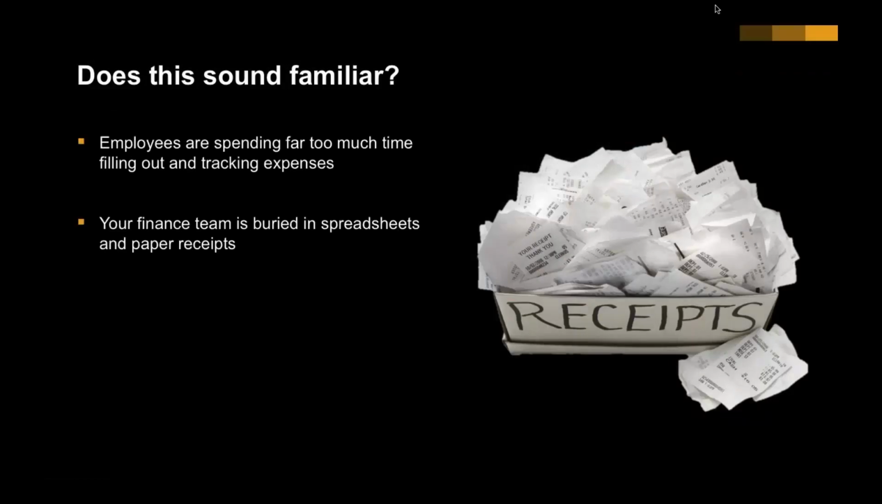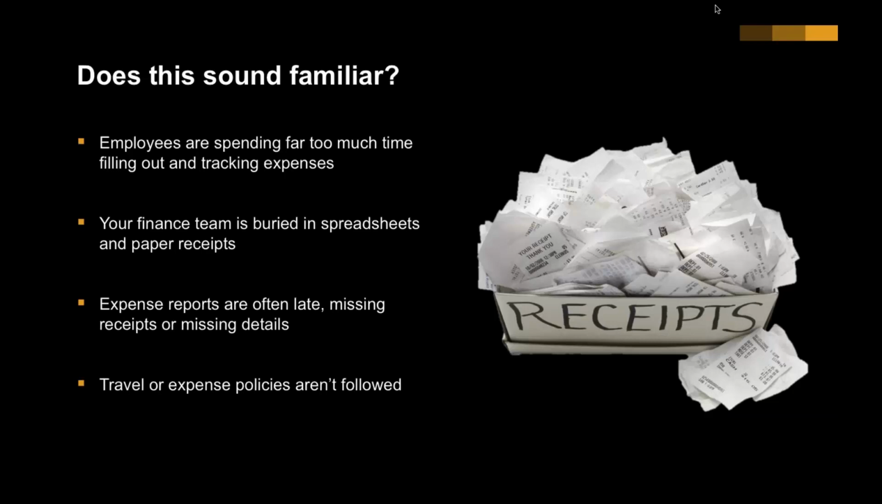So does any of this sound familiar? Things like employees are spending far too much time filling out and tracking expenses. Your finance team is buried in spreadsheets and paper receipts. Expense reports are often late, missing receipts or missing details. And of course, the ever popular travel or expense policies aren't being followed. I'm sure all of you on the call love being the bad guy and telling your top salesperson that you're not going to reimburse them on their full expense report because they didn't follow policy.